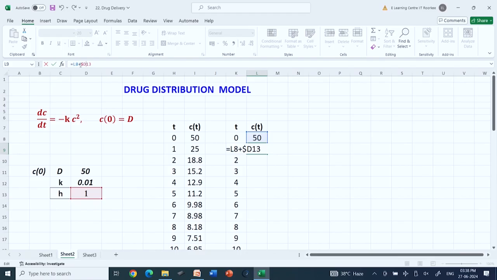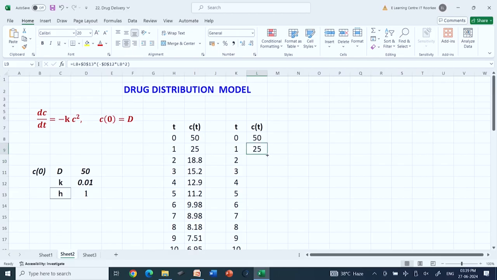So, I put a dollar sign, and this is multiplied by, I open a bracket, minus k C0 square. So, minus k, which is again a constant, multiplied by C0 square, bracket closed and enter.